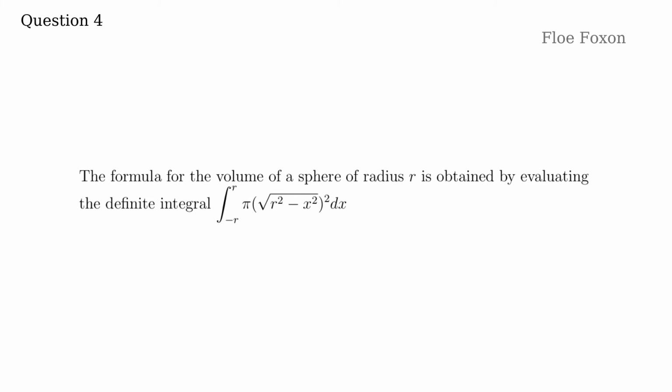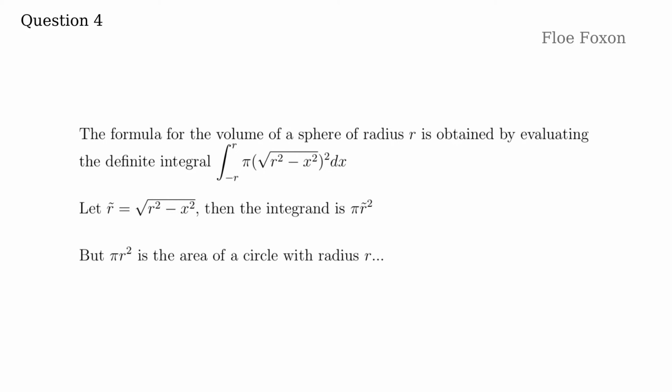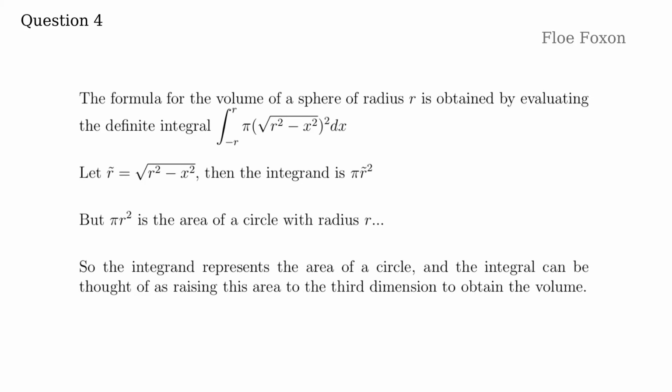Once again, let's drop down to the lower dimension and go by analogy. The formula for the volume of a 3-dimensional sphere of radius r is the integral from minus r to r of pi times the square root of r squared minus x squared, squared, times dx. If we let tilde r equal to the square root of r squared minus x squared, we see that the integrand is pi times tilde r squared. But recall that pi r squared is the area of a circle of radius r. So one way of thinking about this is that the integrand represents the area of a circle, and this integral is like raising the area to a higher dimension, namely the 3rd dimension, in order to obtain the volume.